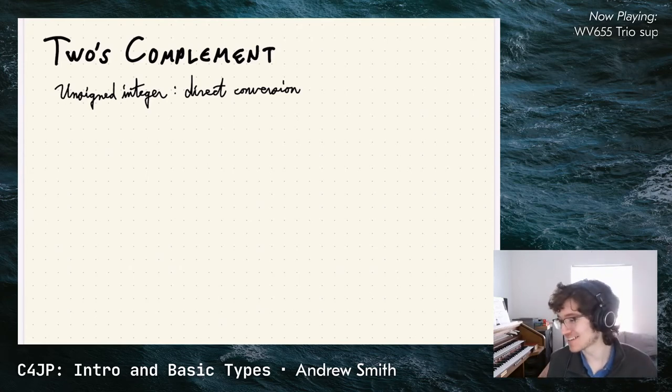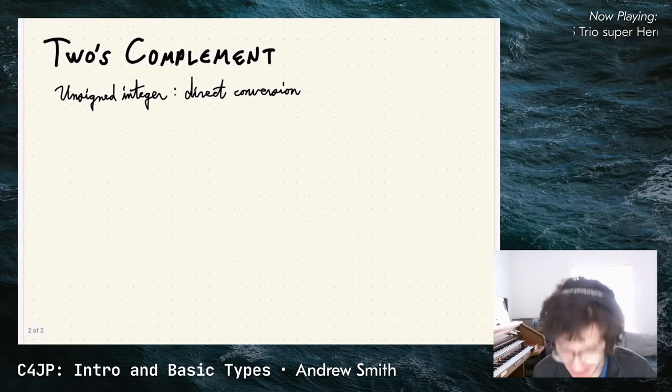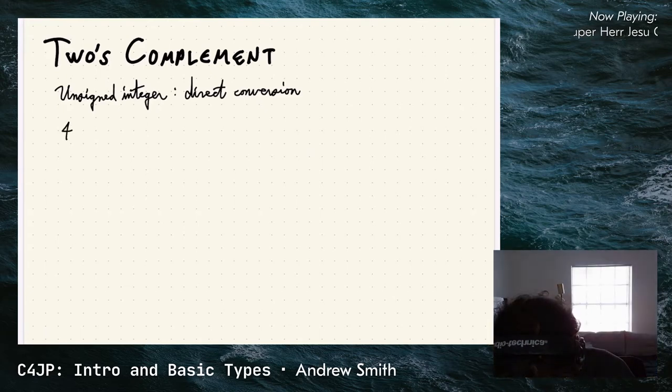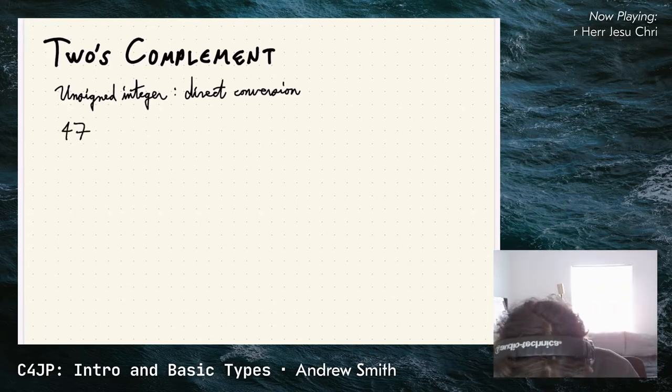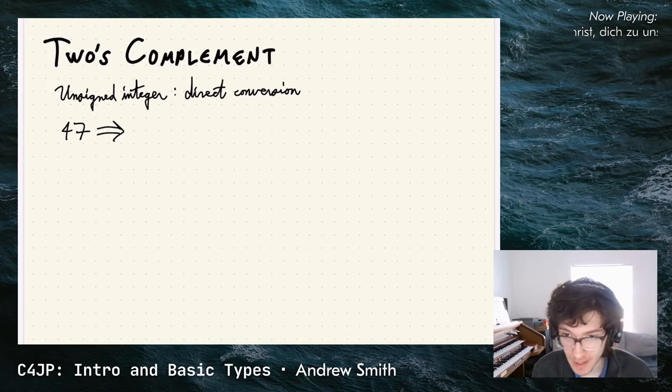So let's go ahead and convert an unsigned int. The value that we're going to be converting just to start is 47. So here is value 47. Now, I am going to convert this to an 8-bit binary integer. So we're going to be working with 8 bits here just because it's simple and straightforward to write and doesn't require me to write too many bits.